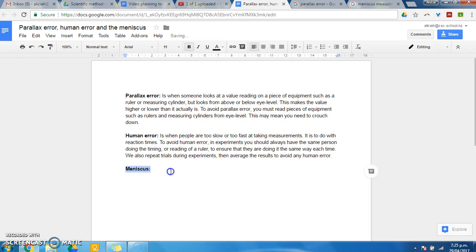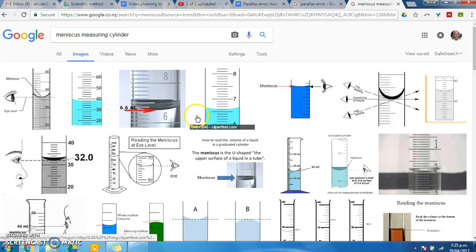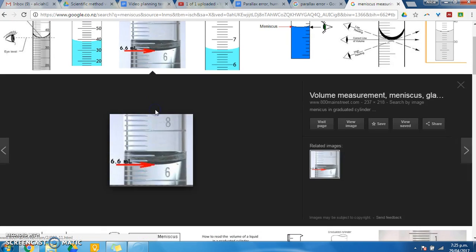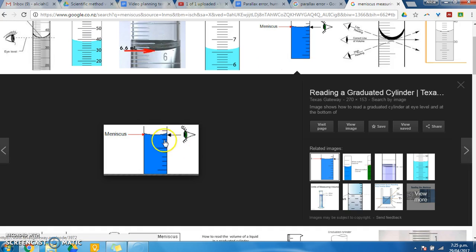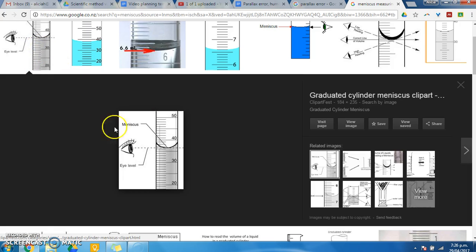Finally, the meniscus. The meniscus is something that you need to worry about if you're talking about measuring liquids. Again, if you Google meniscus, you'll be able to see what it actually looks like. The meniscus is on any liquid, the lowest point of that liquid. Well, that's the negative meniscus anyway, and that's the one you're most often going to see. If we look at this image, we can see that this person is trying to avoid parallax error because they're standing at eye level and they're looking at the base point, and that's where they're going to take their measurement from.